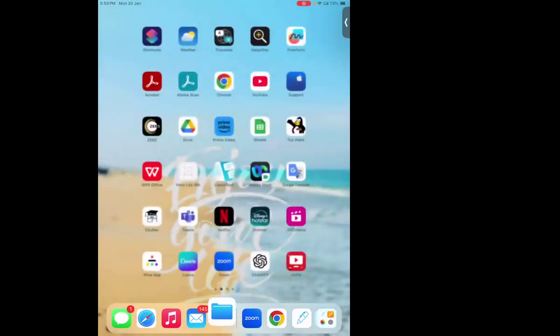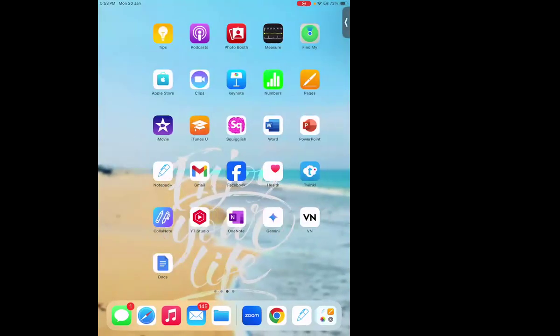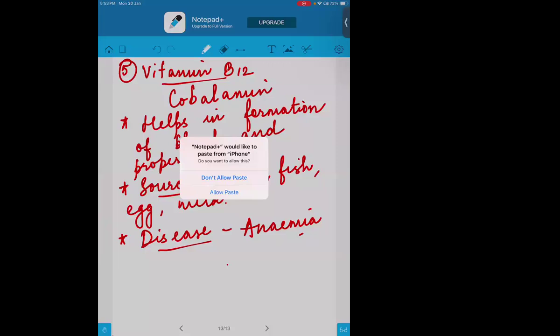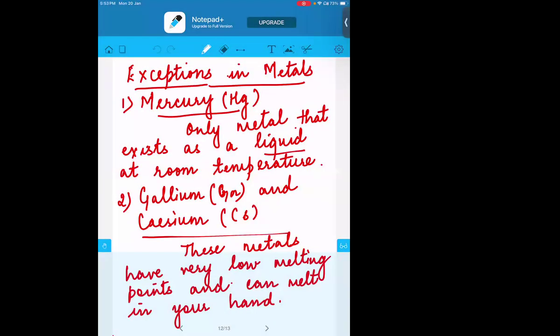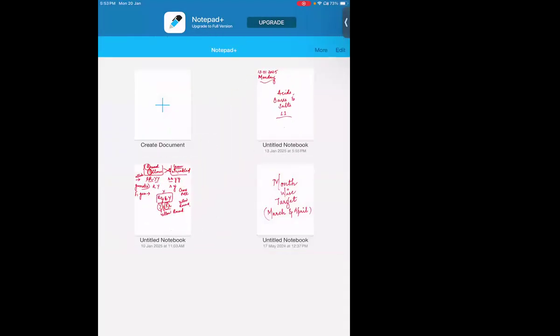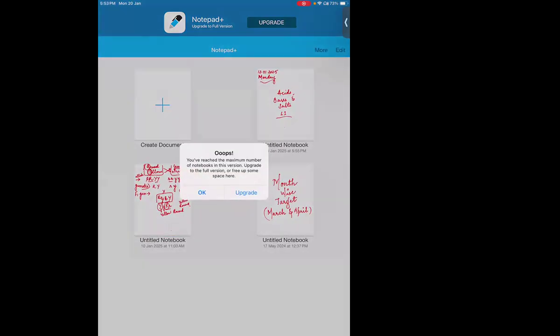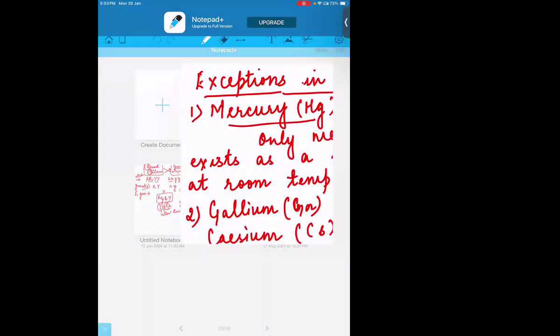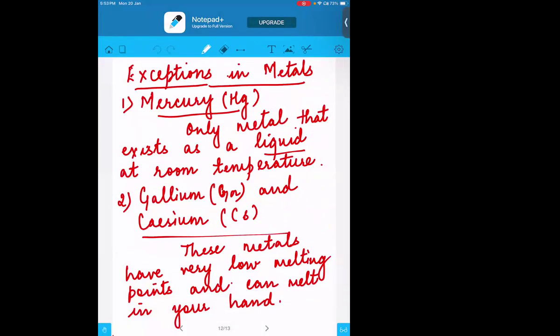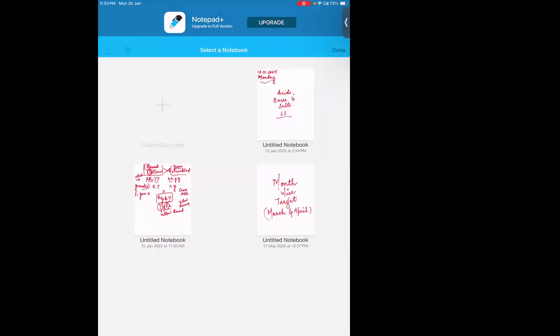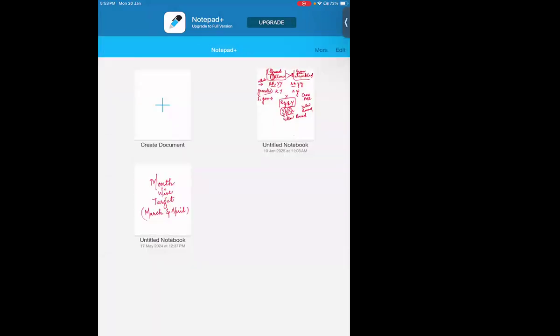Now similarly, we have the non-metals also, which have certain limitations. So there are some non-metals which have limitations, so that we will be discussing.